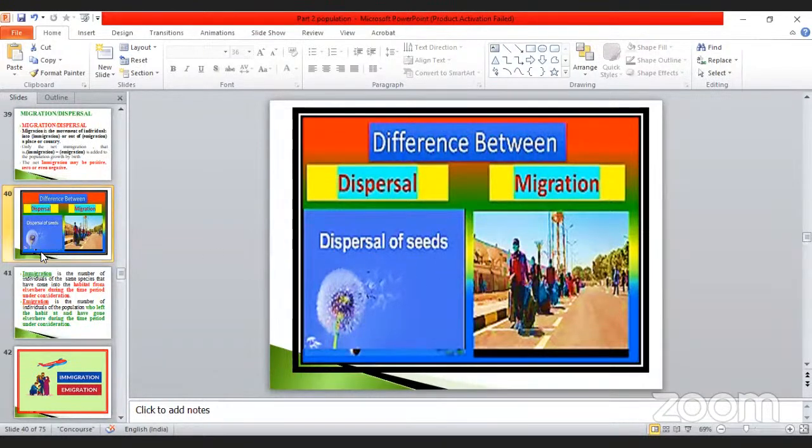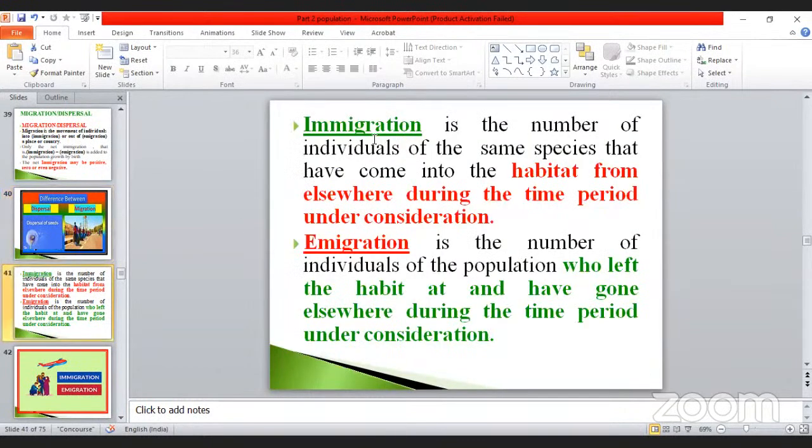Okay, go to the next one. That is immigration, and another one is called emigration. Immigration is the number of individuals of the same species that have come into the habitat from elsewhere during the time period under consideration. Immigration means coming from one country to our country, or to any one of the places. Okay, this is called immigration.